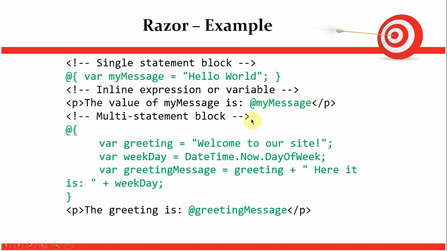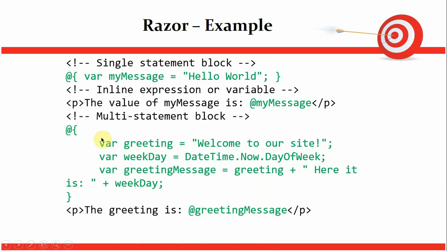Then you have a multi-statement block, and you write @ within brackets. You see that a lot of C# code is written inside this. Okay, greeting, welcome to our site. Weekday is equal to DateTime.Now.DayOfWeek, and greetingMessage is greeting, welcome to our site. Here it is what weekday, Monday, Tuesday, Wednesday, whatever it is. Okay, and then the greeting is, please note, this is a block of code which is generated, and output is printed using single line, or in other words, inline Razor syntax.